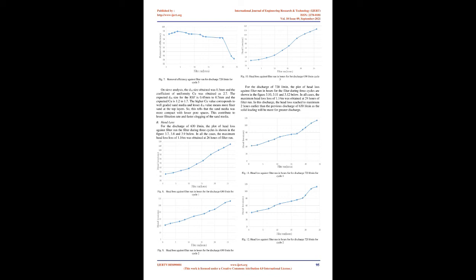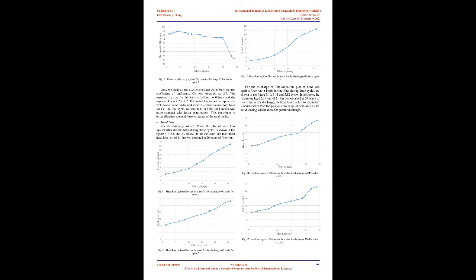Results and discussions. Removal efficiency. From the values of influent and effluent turbidity, efficiency was obtained. The efficiency values were then plotted against the filter run time to which they belonged. For the discharge of 630 L/min, the plot of removal efficiency against filter run for the filter during 3 cycles are shown in figures 3.1, 3.2, and 3.3 below.